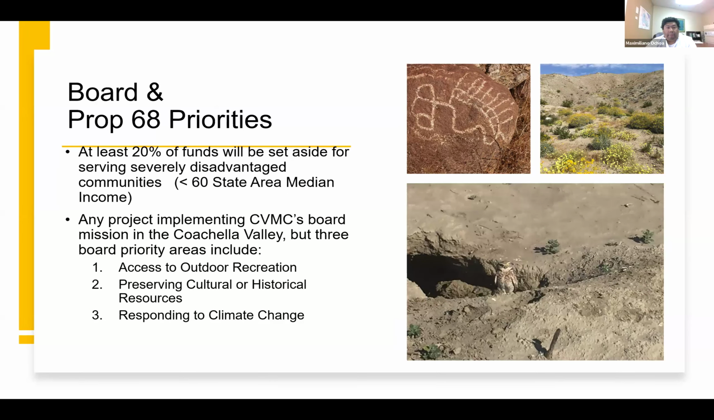In the Conservancy Board and the Prop 68 priorities, at least 20% of all funds will be set aside for serving severely disadvantaged communities. That is less than 60% of area median income. Any projects implemented by the CVMC board must meet the mission of the Coachella Valley Conservancy. There are 3 priorities that the Conservancy has highlighted for this particular funding availability: access to outdoor recreation, preserving cultural or historical resources, and responding to climate change. Next slide.